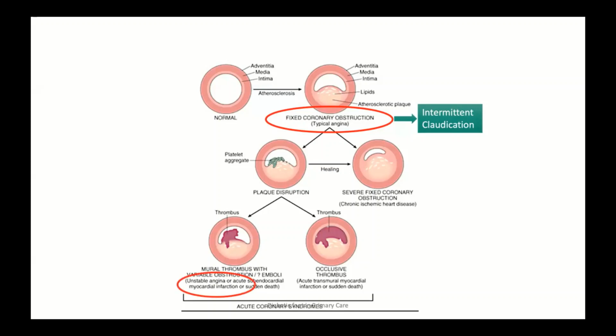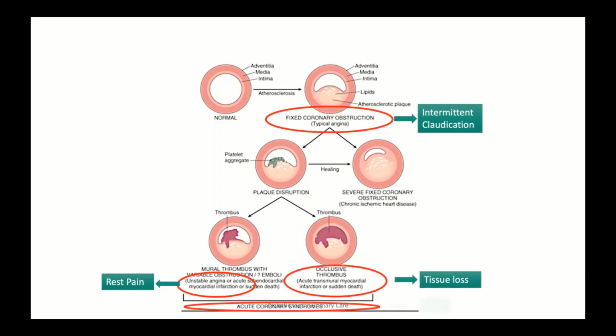Now, this unstable angina, where there is not tissue death yet, but a significant amount of obstruction, is sort of like a rest pain in our patients. And when there is complete obstruction and tissue death because of a lack of collaterals, then that tissue loss is going to be the end of the spectrum for us as well. And acute coronary syndrome is what we call critical limb ischemia.